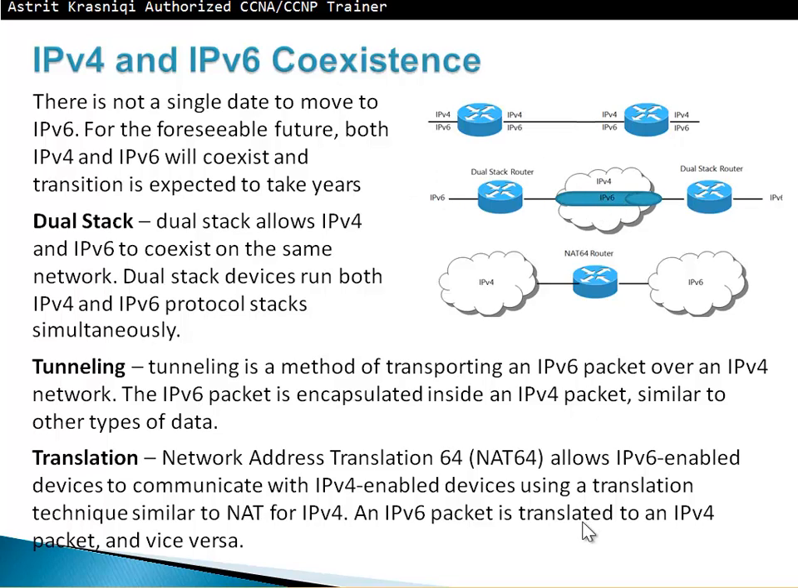Translation: Network Address Translation 64, NAT64, allows IPv6 enabled devices to communicate with IPv4 enabled devices using a translation technique similar to NAT for IPv4. An IPv6 packet is translated to an IPv4 packet and vice versa. Here we have one side doing IPv4, the other side has IPv6, and the NAT64 is going to do translation between these two different protocols.